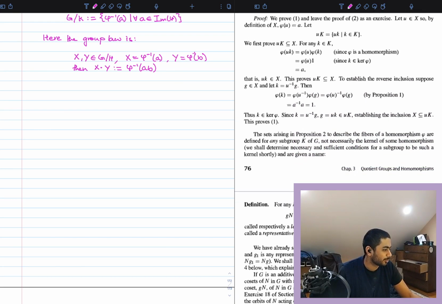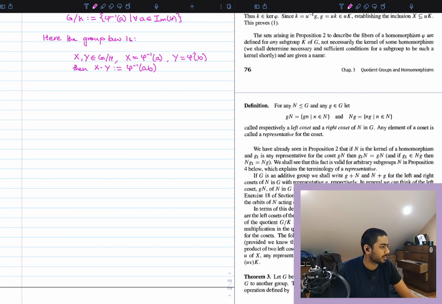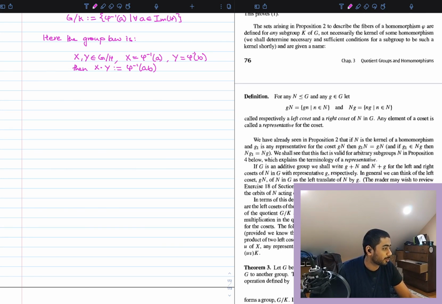Yeah, okay, I'm not gonna look at the proof of this. Doesn't seem that important. Okay, now they actually define what cosets are. So let me write this down. This is an important definition.